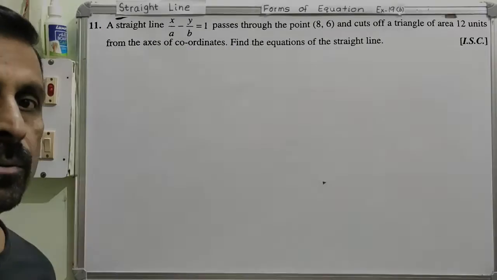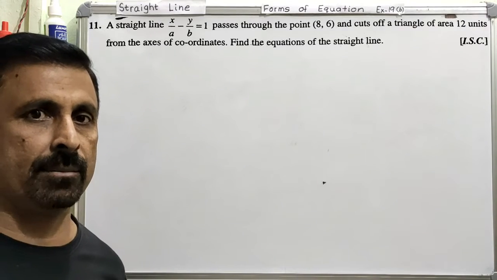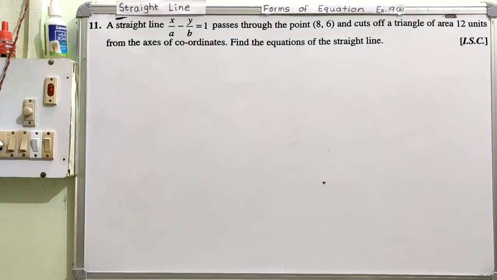Thank you. Now the last question for this exercise is question number 11. So look at the board. Question number 11. A straight line x over a minus y over b is equal to 1 passes through the point 8, 6 and cuts off a triangle of area 12 units from the axes of the coordinates. That means this triangle is formed with the help of the line and the two axes, whose area is said to be 12 units. If this is so, then find the equation of the straight line.